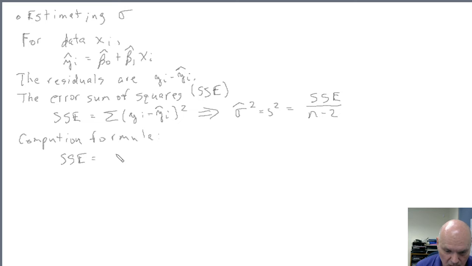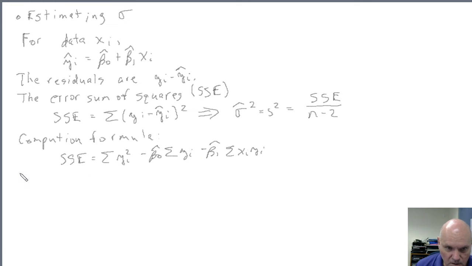SSE is equal to the sum of the yi squared minus beta 0, this is our intercept coefficient, times the sum of the yi minus beta 1, which is our slope coefficient, times the cross product term. So in some of the homework, instead of giving you all the data in the homework problems, they'll actually give you the sum of the squares or the sum of the cross terms, so you don't have to go through all of these different calculations.